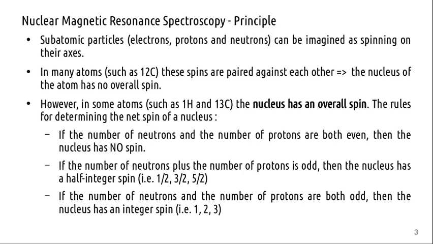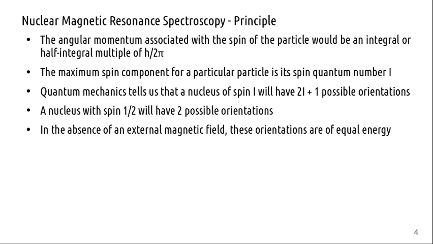Now most nuclei don't have an overall spin, but some elements, say carbon-13 and hydrogen H1, have very unique properties in that they have an overall spin. The others don't have a spin because they are in a balanced state. And what will be the type of spin, whether odd or even, is shown here. Now you go through slide 4.